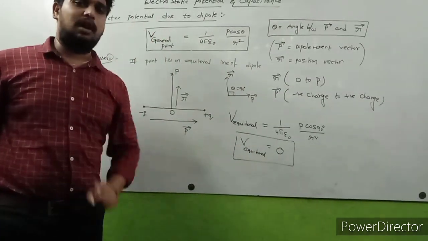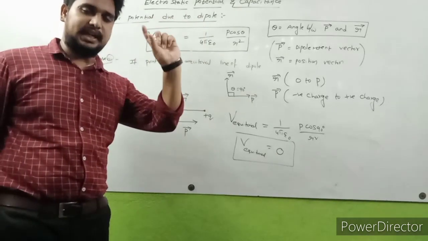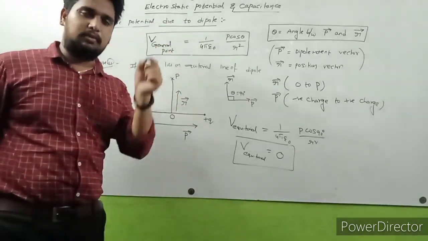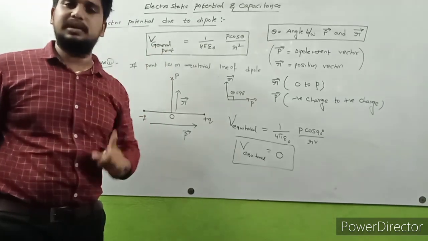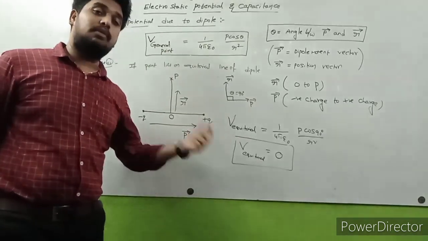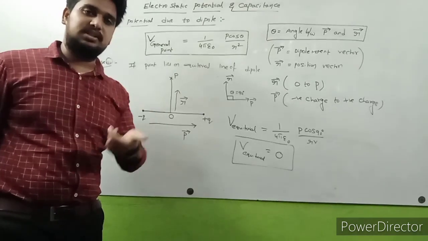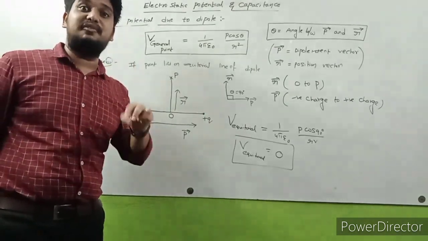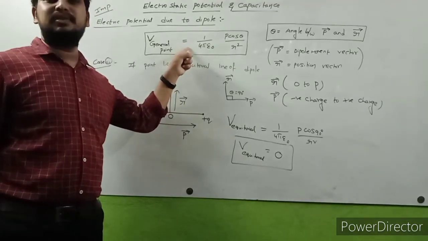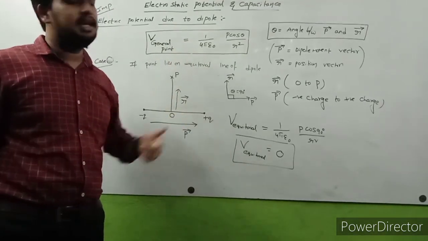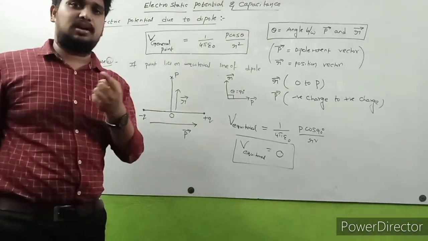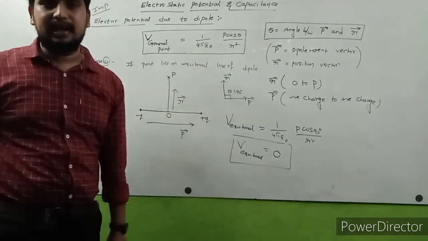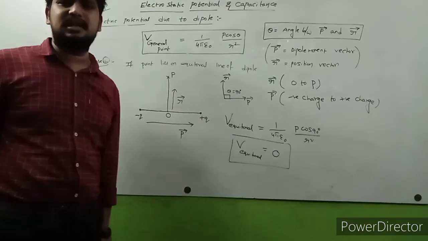Please recapitulate the concepts. V axial formula, what we got in the first derivation in previous lectures: 1 by 4 pi epsilon naught into P by R square, or not? And V equatorial, what did we get in previous lectures? 0, or not? That means we found those two formulas by using this general formula. If theta is 0 degrees or 180 degrees for the axial line, and 90 degrees for the equatorial line, then we get the exact formula.